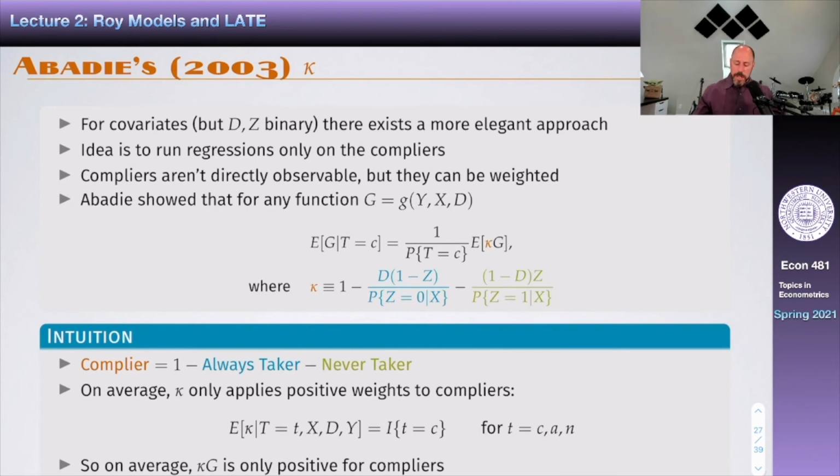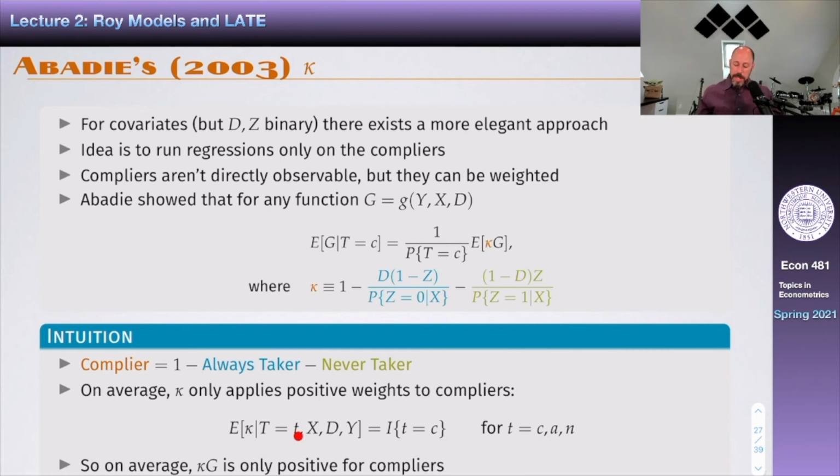So intuitively, and this is really sketchy, but still I like to think about it like this, you can say that the compliers here are 1 minus the always takers and the never takers, because under monotonicity, there are no defiers. And so on average, this kappa only applies positive weights to the compliers, because if you go and compute the expected value of kappa conditional on any type, x, d, and y, this delivers the indicator that the type is a complier, regardless of whether you condition on always takers or never takers. Okay, it always gives the indicator whether T is a complier.